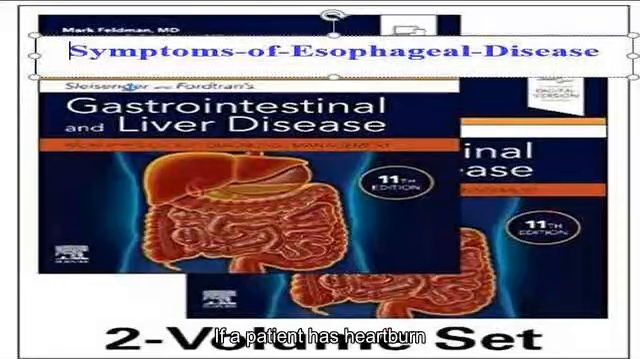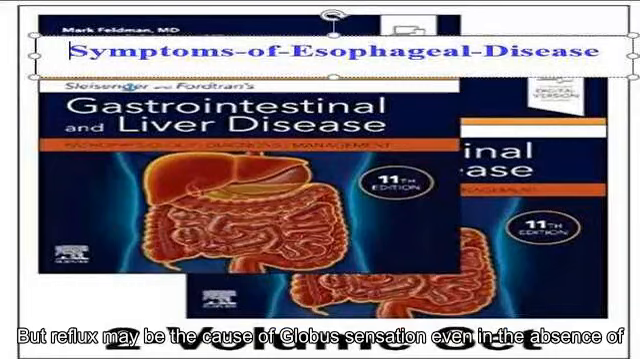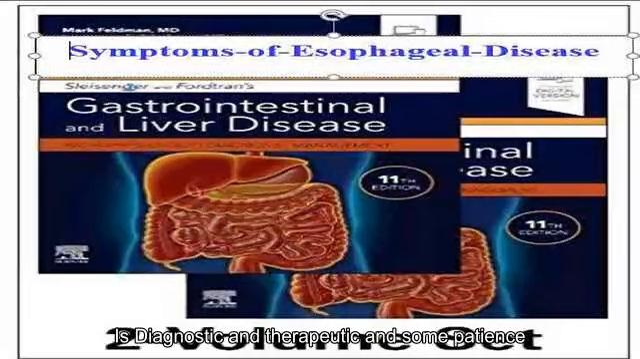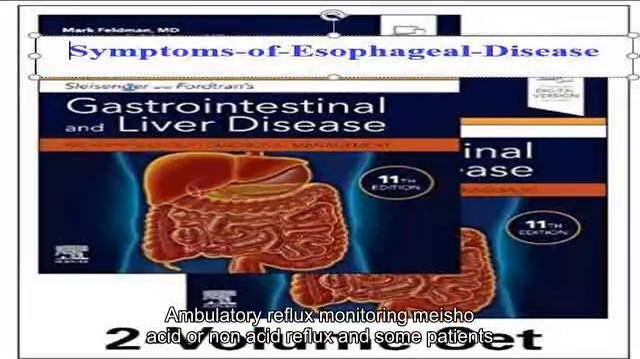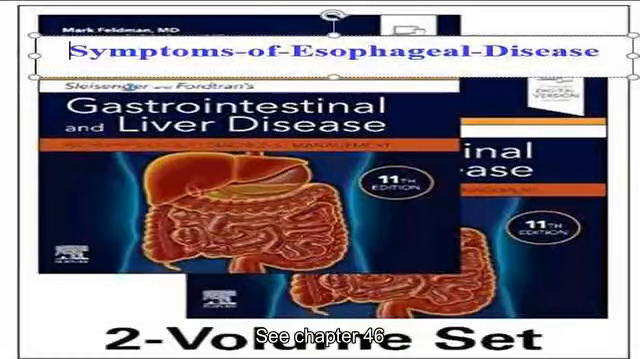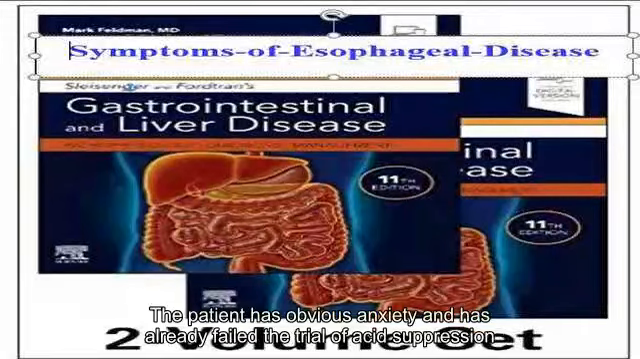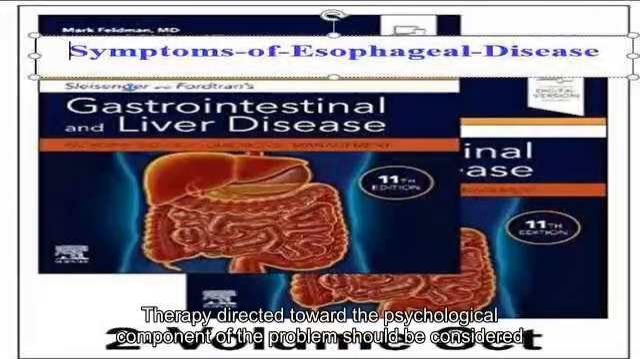If a patient has heartburn, gastric acid suppressive therapy is the first step, but reflux may be the cause of globus sensation even in the absence of heartburn. A trial of a PPI, usually given twice daily before meals, is diagnostic and therapeutic in some patients. Ambulatory reflux monitoring may show acid or non-acid reflux in some patients. See Chapter 46. Alternatively, if the patient has obvious anxiety and has already failed a trial of acid suppression, therapy directed toward the psychological component of the problem should be considered.